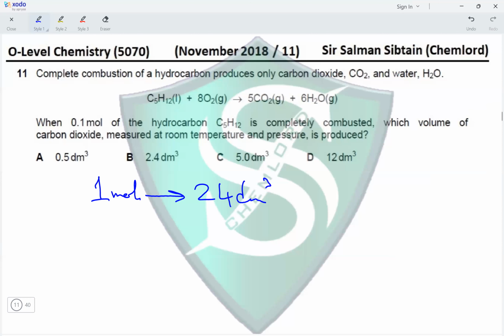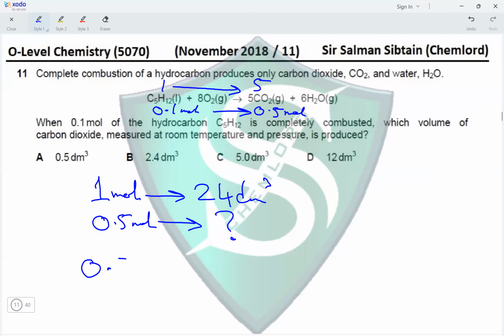So now in this case, the molar ratio is 1 is to 5. So if we have 0.1 mole of C5H12, it would produce 0.5 moles of carbon dioxide according to the molar ratio. So if we have 0.5 moles of carbon dioxide being produced, what volume would that occupy? We will calculate 0.5 upon 1 into 24, giving us a volume of 12 decimeter cube, making option D the correct option for this question.